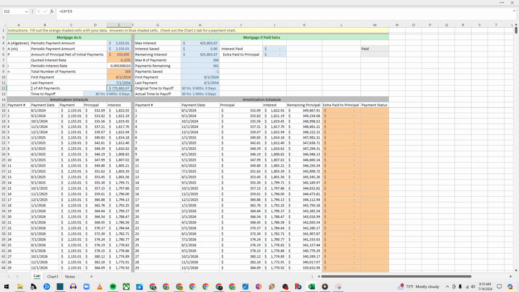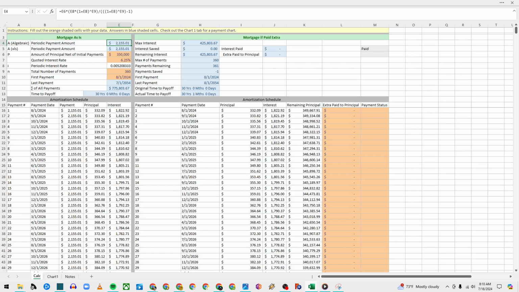back in blue. So for this example, if you borrowed like 350,000, this is the amount of the loan, not the amount of the house. But if you borrowed 350,000 at 6.25% for 30 years or 360 months, your payment would be 2155.